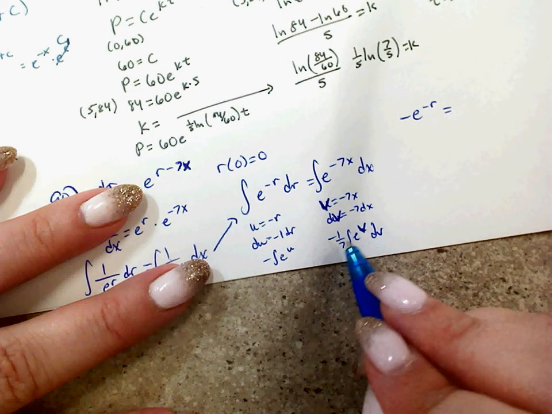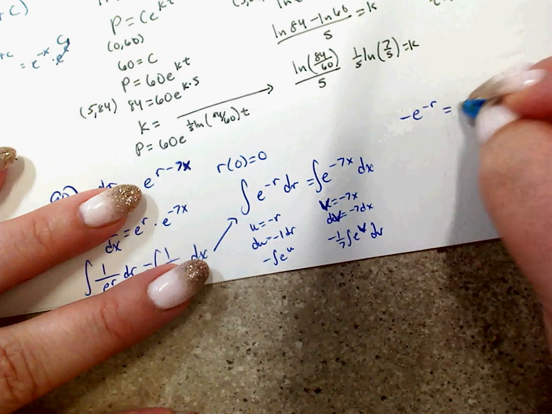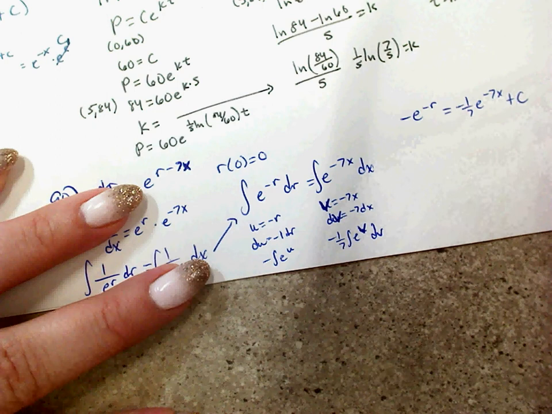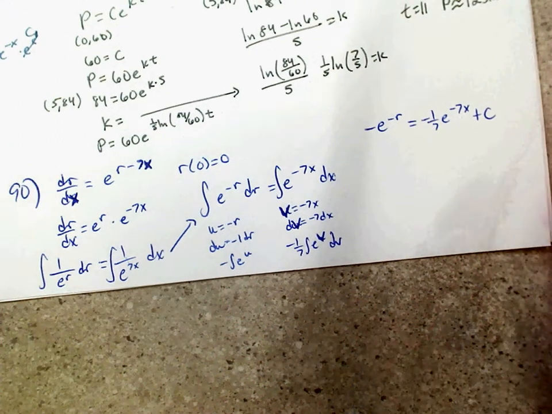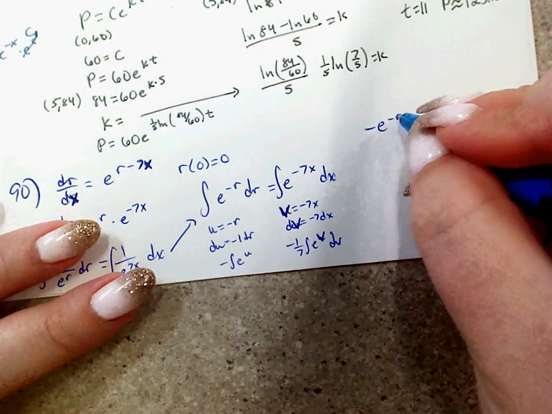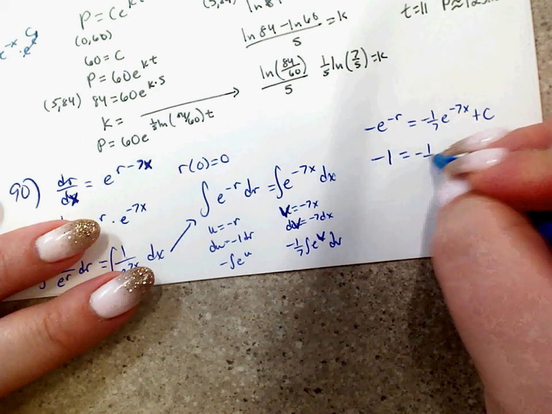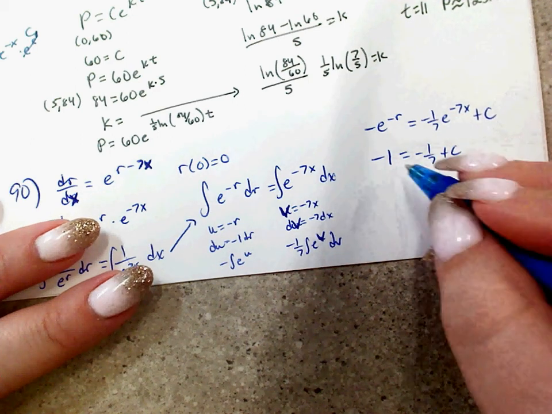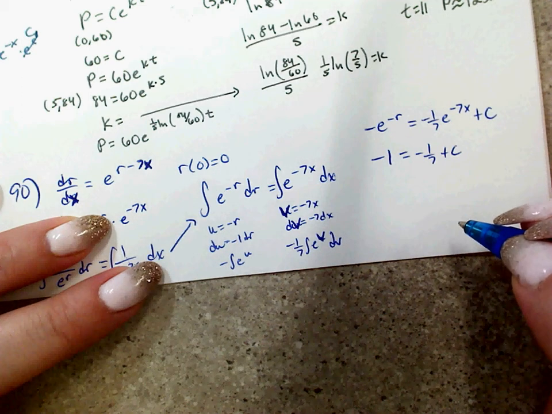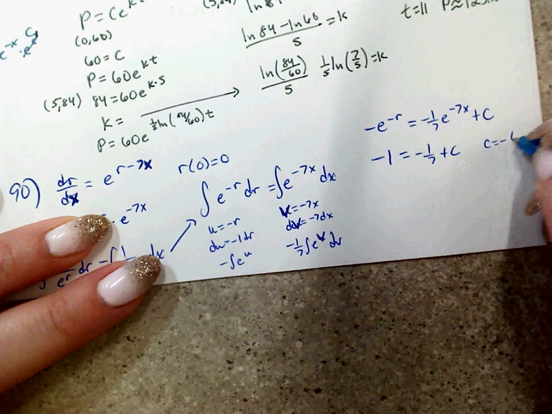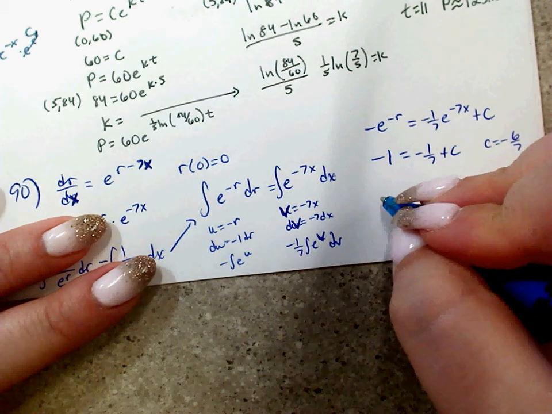We're going to use the initial condition 0, 0. So when I plug in 0, I get negative e to the 0, that's negative 1. E to the 0 is 1, so that's negative 1/7 plus c. Add 1/7, negative 1 plus 1/7 is negative 6/7. So c equals negative 6/7. Negative e to the negative r equals negative 1/7 e to the negative 7x minus 6/7.